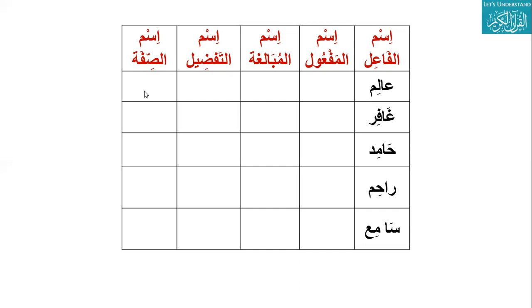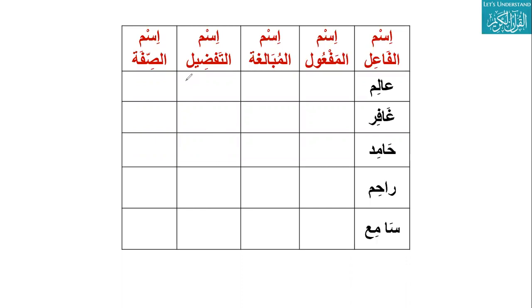Brother Asher, can you tell us what we have learned so far in derived nouns? Ismu tafdeel, ismu mubalagha, ismu sifa, ismul zarf. No, we haven't learned zarf so far; inshallah we will be learning it today. If I say Hamid, what is the Ismul Maf'ul? Mahmoud. Mubalagha is Hamad. Ismul Tafdeel is Ahmad. And Sifa? Hamid. Very good. Jazakallah khairan.